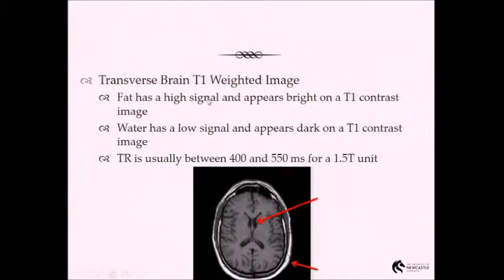And again, transverse brain, T1 weighted image, the fat has a bright signal. As I said before, this is our subcutaneous fat. Water has a low signal and appears dark. So here's signal within the lateral ventricles. And I've given you a range of TRs, usually between 400 and 550 milliseconds on a 1.5 Tesla unit. As I said, the reason that we're more towards this end versus this end depends on the number of slices.